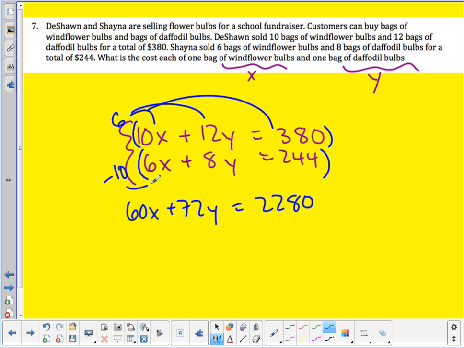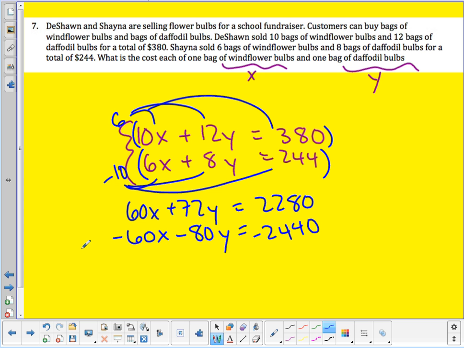This is where it's really good to have your calculator out if you don't have it out already, especially with these big numbers. And you can check as you go to make sure you're getting the same thing that I'm getting. So if I distribute the negative 10 in the bottom equation, negative 10 times 6 is negative 60. Negative 10 times 8 is negative 80. And negative 10 times 244 is negative 2,440.